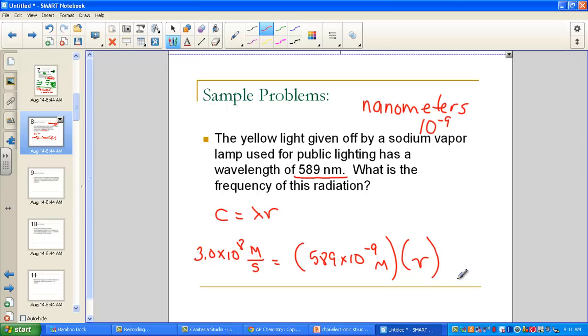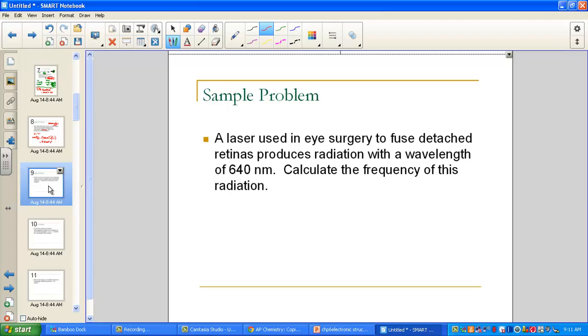Let's solve for the frequency in per second, or the same thing as saying hertz. 3e8 divided by 589e-9 power, and our frequency is given to us as 5.09 times 10 to the 14th power per second. We have a next example.